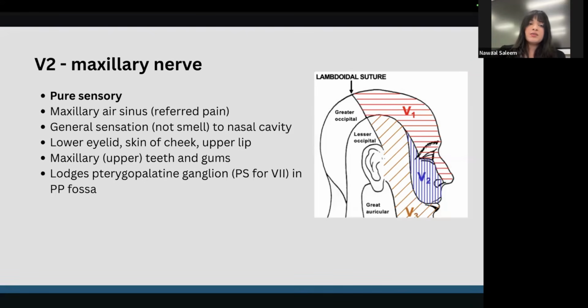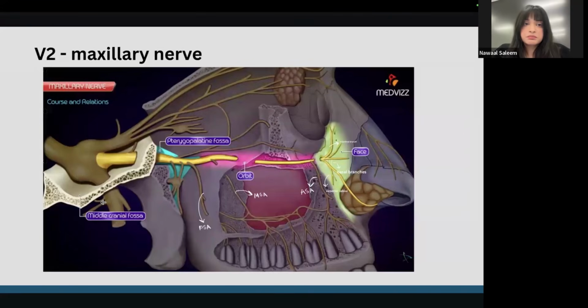Next, we move on to V2, the maxillary nerve. This is again purely sensory. It supplies the maxillary air sinus, and then general sensation to the nasal cavity, lower eyelid, skin of the cheek, and upper lip. So you can see here, this is the lower eyelid, the skin of the cheek, and the upper lip. And then it lodges the pterygopalatine ganglion, for the parasympathetics of cranial nerve number 7, in the pterygopalatine fossa.